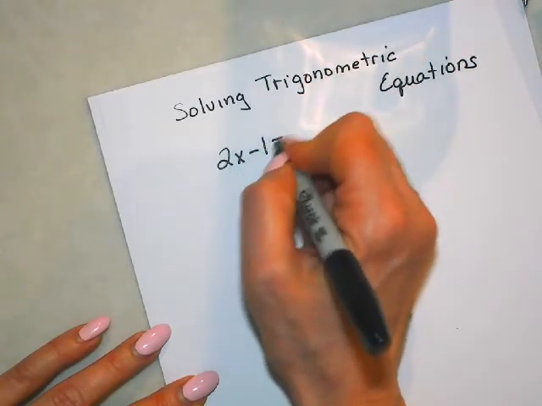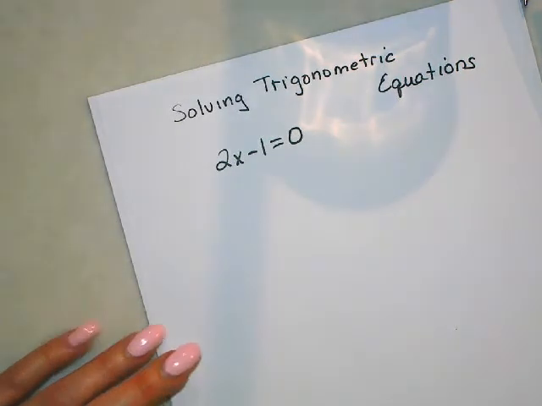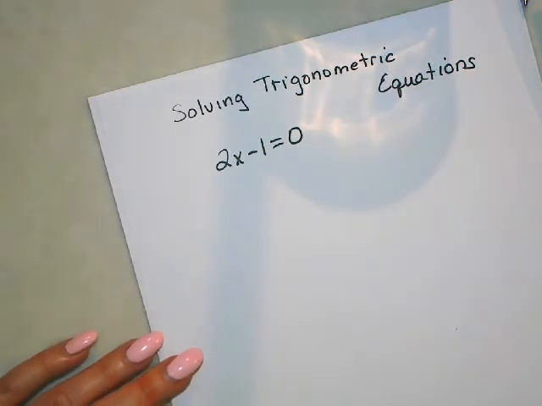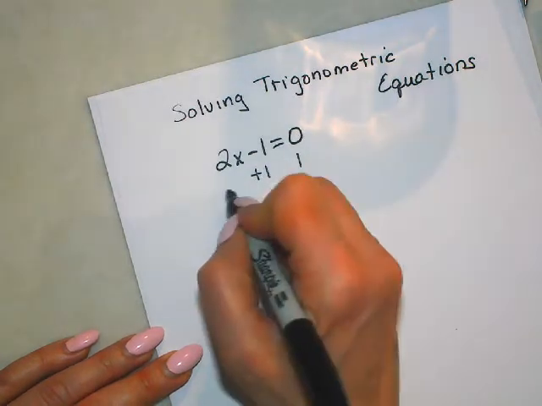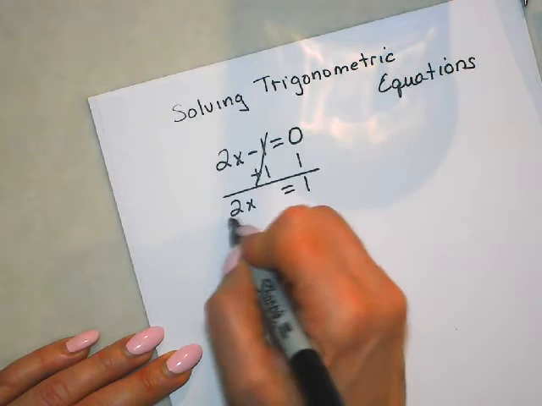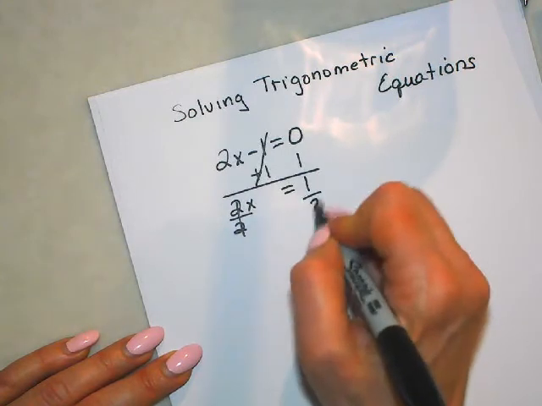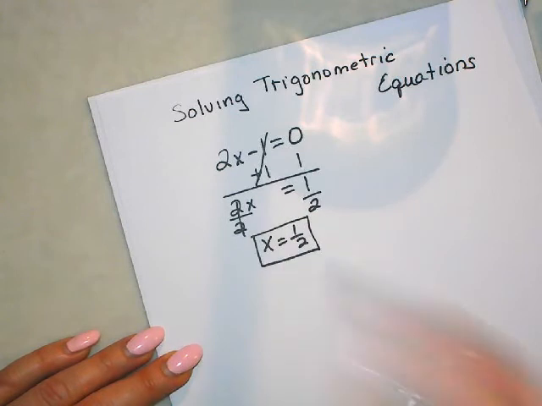2x minus 1 equals 0. Solve for x. And you're probably sitting there saying, oh my God, she's lost her mind. She's been in isolation too long. No, I haven't. I'd add 1 to both sides. I'm left with 2x equals 1. Divide by 2. Divide by 2. X is 1/2. Today's lesson is as easy as doing that.